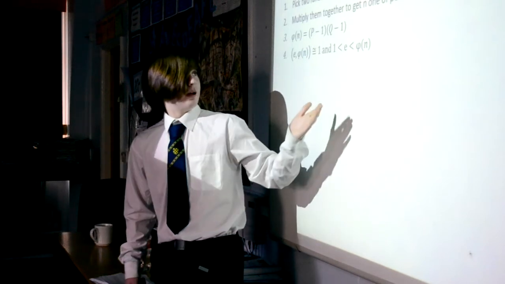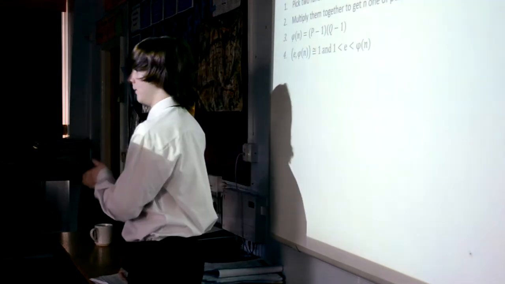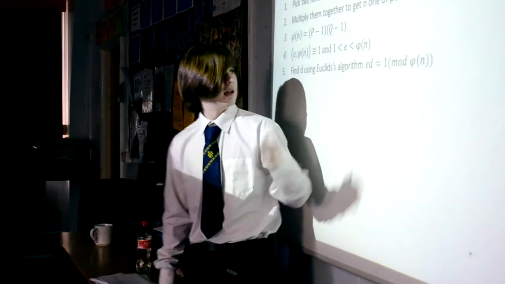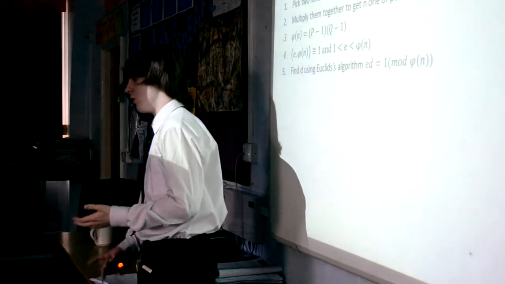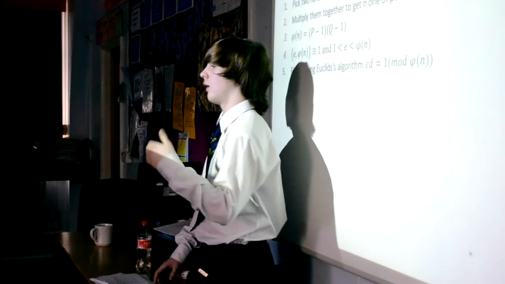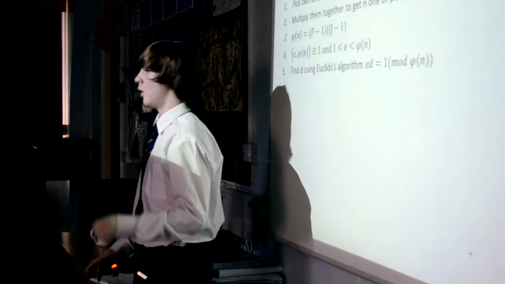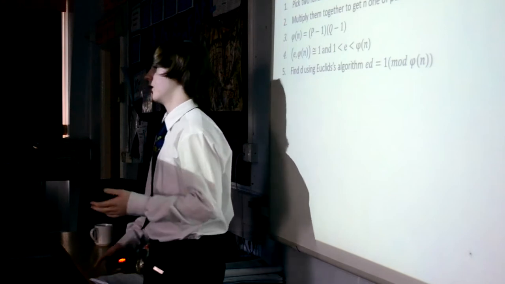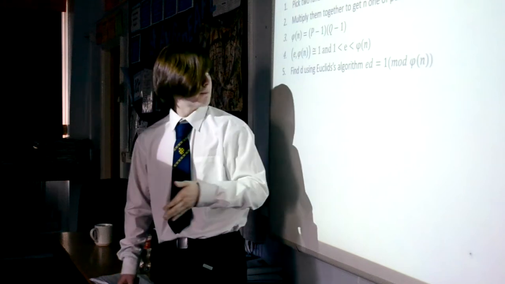From that, we now need to work out D, so that E times D is equal to 1 mod phi of N. Modular arithmetic, as you might not have come across this function before, is also known as clock arithmetic. So if you have a clock, you go 1, 2, 3, 4, 5, 6, 7, 8, 9, 10, 11, 12 o'clock, 1, 2, 3, 4, 5, etc. So you essentially stop at that number and repeat again.